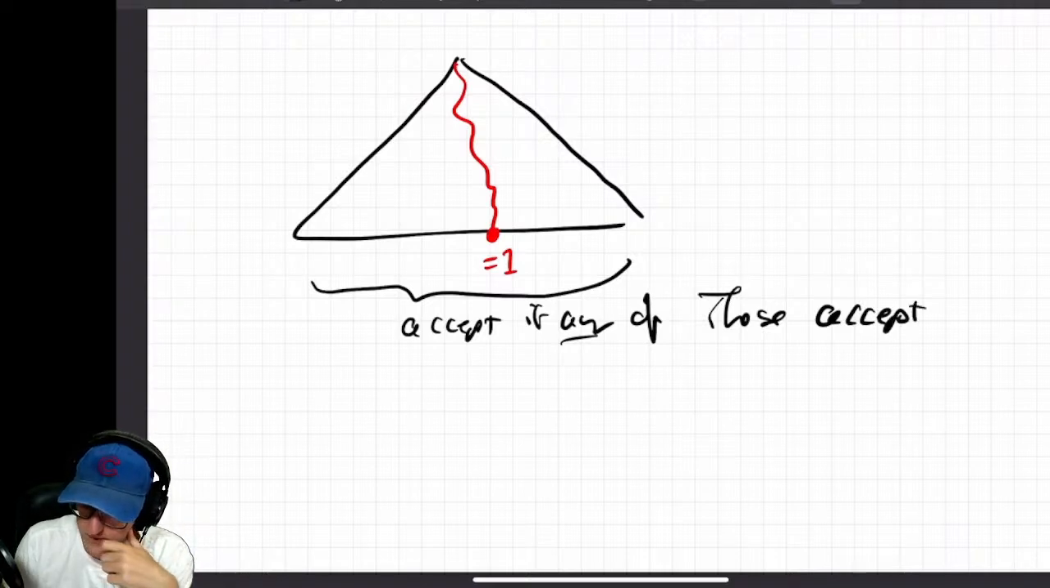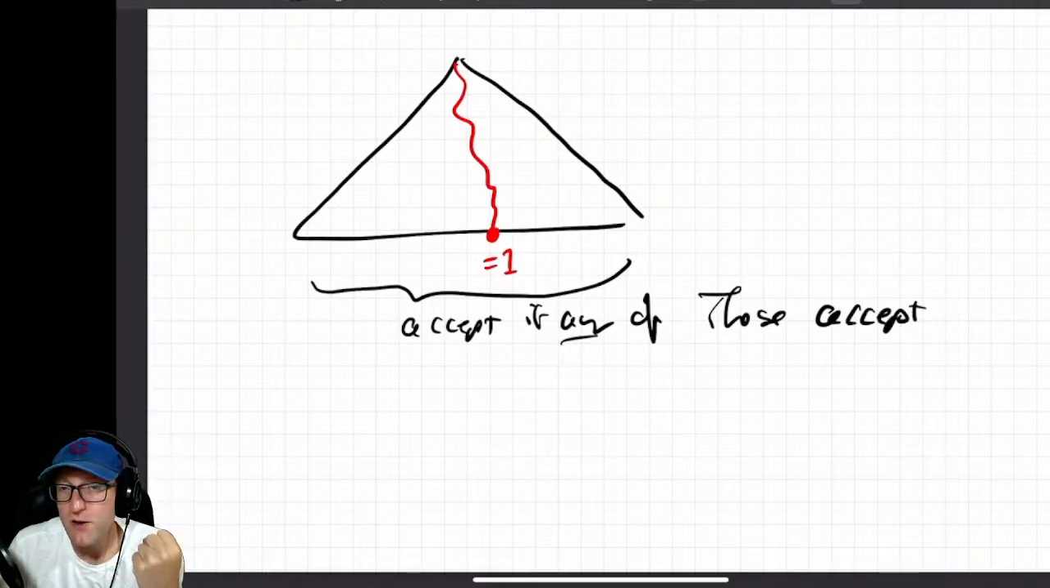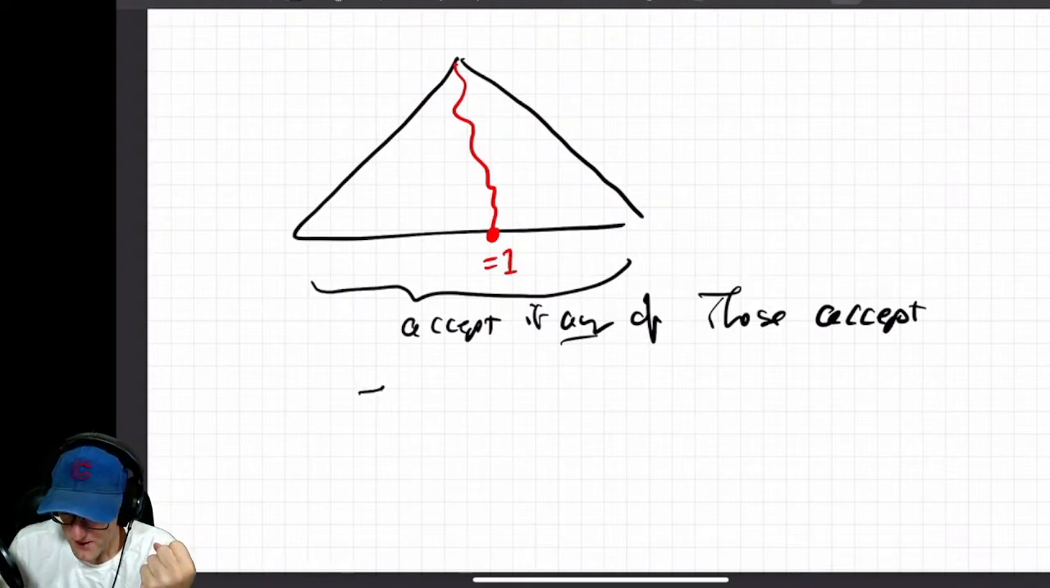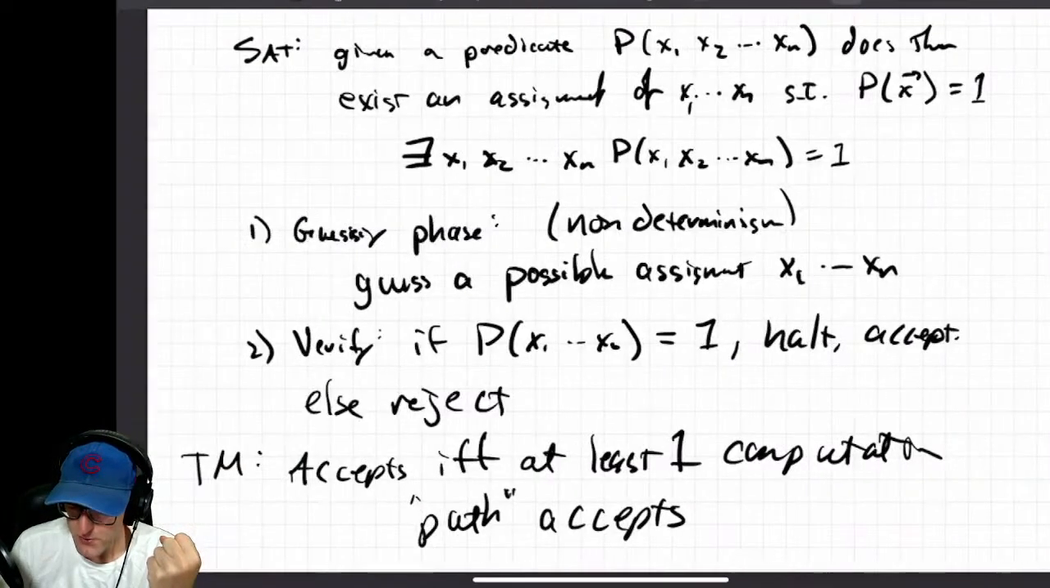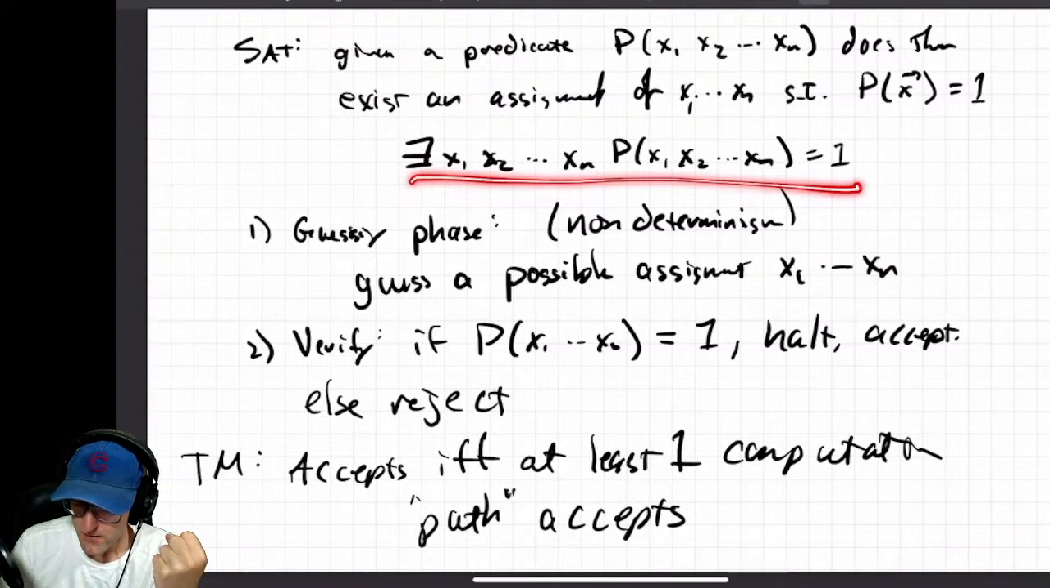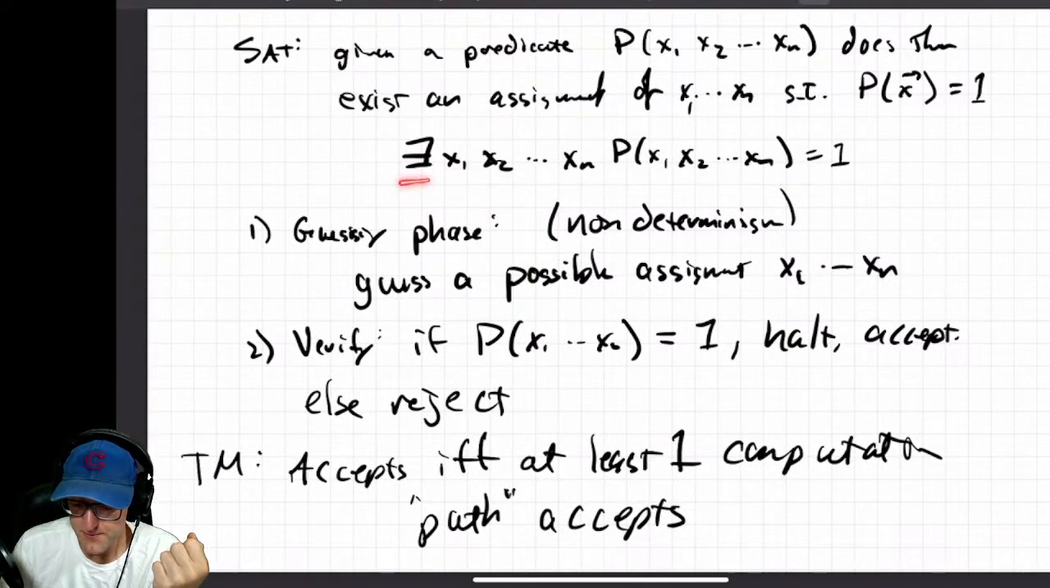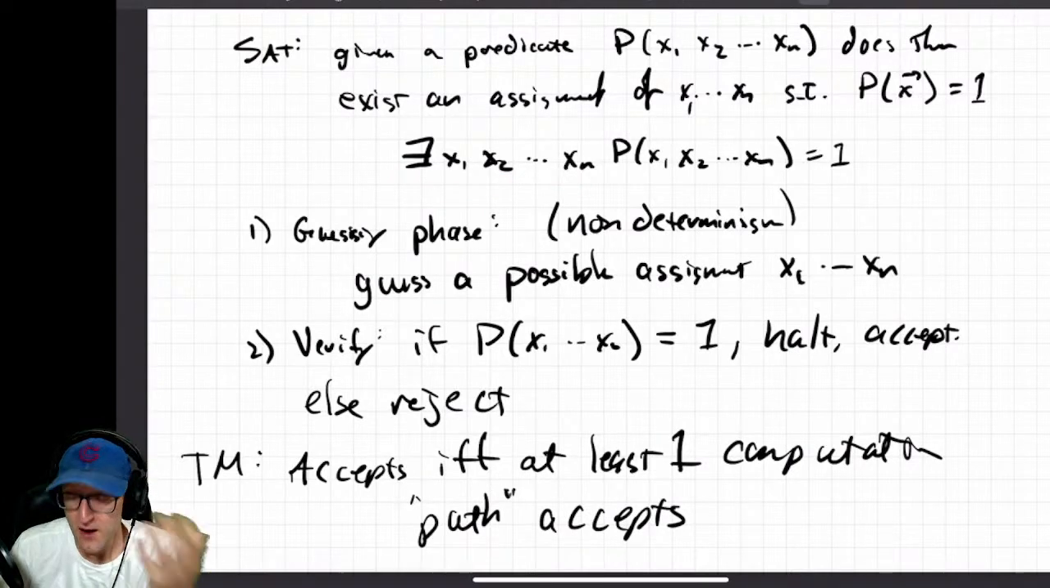In other words, it is harnessing the notion of the existential quantifier. Does there exist a computation path that accepts? And that's the quintessential notion of the SAT problem, right? The SAT problem is simply, does there exist a setting of Boolean variables that makes this come out to be true, right?